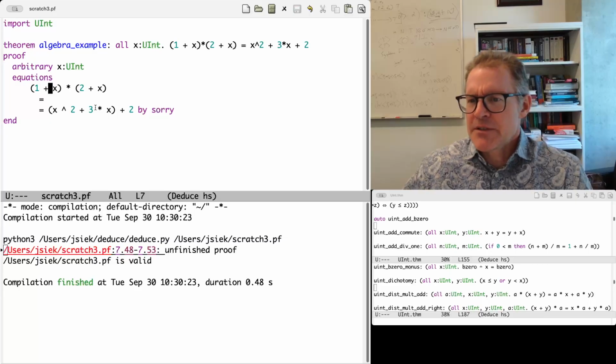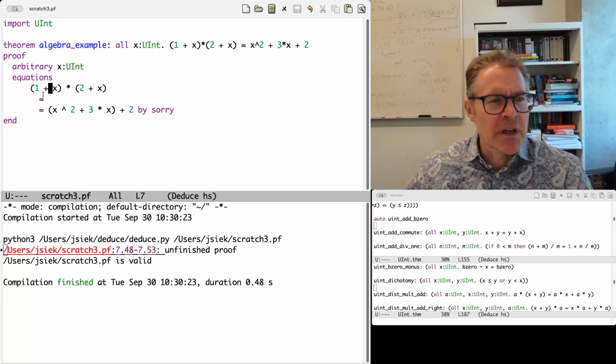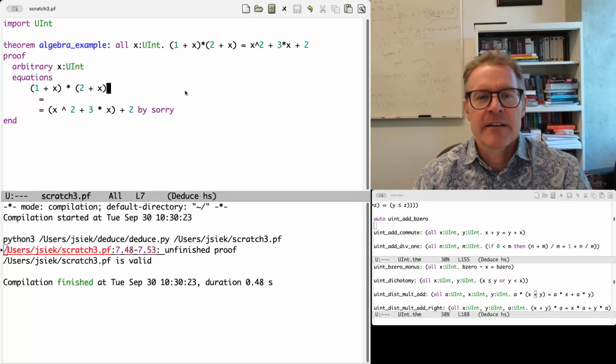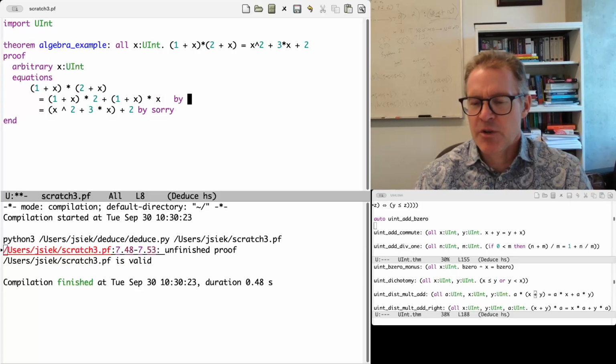Well, maybe let's use one of these distributivity laws. We've got this quantity over here multiplied by an addition, right? So if we look down over here, if we look at this theorem here, we've got a multiplication and then addition. So we could go ahead and apply that. And what's that going to look like? Well, we're going to have 1 plus x times 2, and then 1 plus x times x. Okay, so we want to use this equation, the distributive multiplicity.